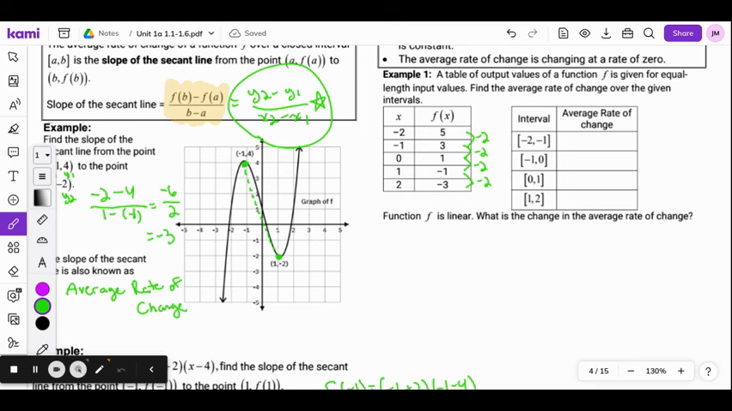So what's the average rate of change of that? Well, this is the delta y part. And it looks like our delta x is consistent. Our delta x, we're just changing this by 1. These are all changing by 1s.